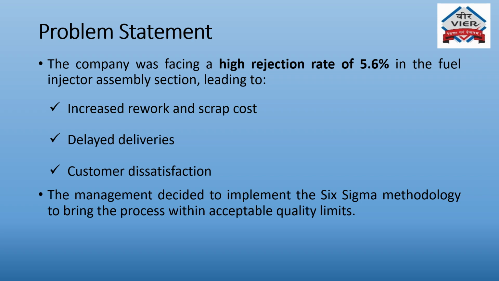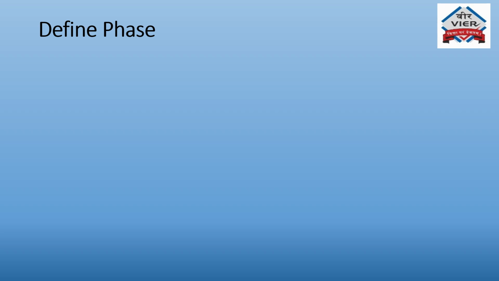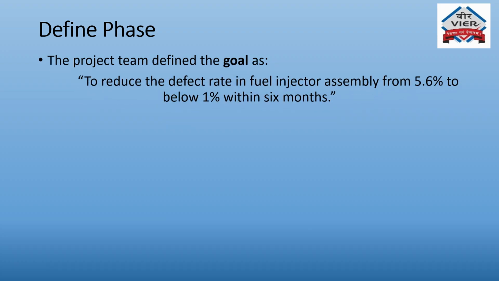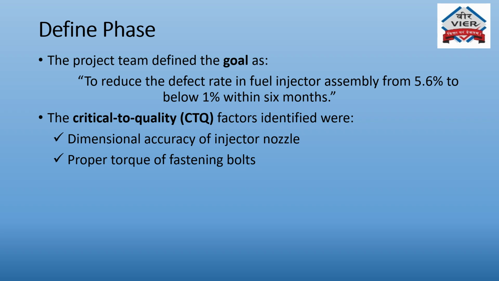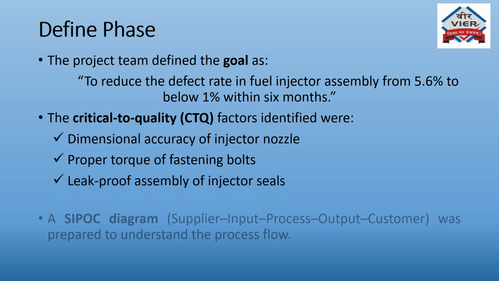So as mentioned earlier, it is a five-step process. So the first phase is the define phase. In the define phase, the project team defined the goal, which is to reduce the defect rate in fuel injector assembly from 5.6% to below 1% within 6 months. For that, critical to quality factors were identified, which were dimensional accuracy of injector nozzle, proper torque of fastening bolts, and leak-proof assembly of injector seals.